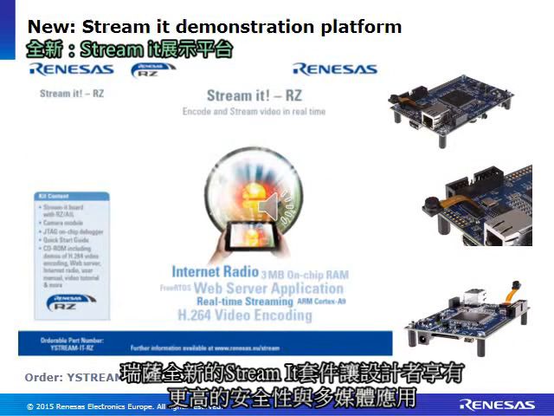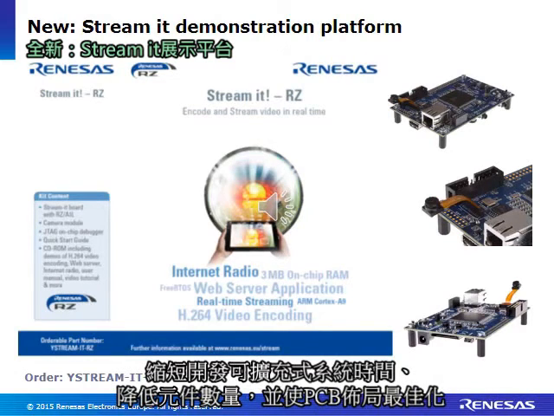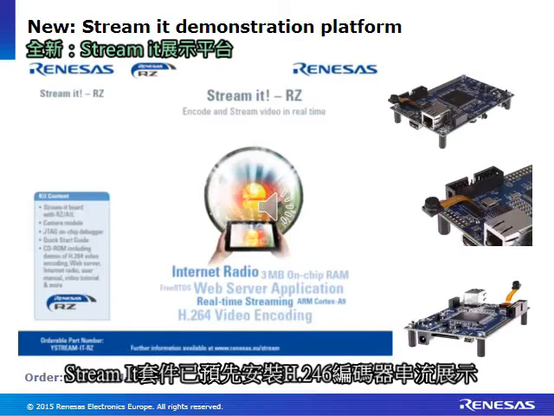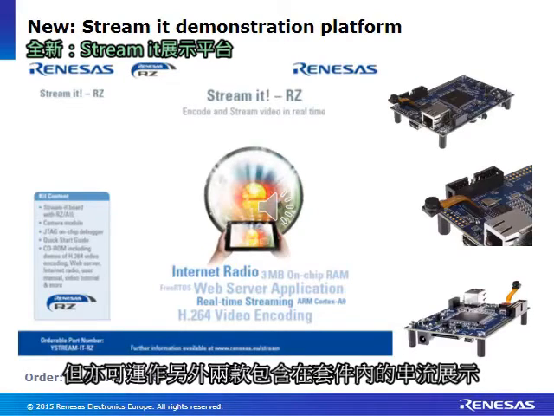Renesas' new Stream It kit enables designers of advanced security and multimedia applications to develop scalable systems with the shortest time to market, reduced component count, and optimized PCB footprint. The Stream It kit comes preloaded with the H.264 encode and stream demonstration, but can also run 2 additional streaming demonstrations included in the kit.